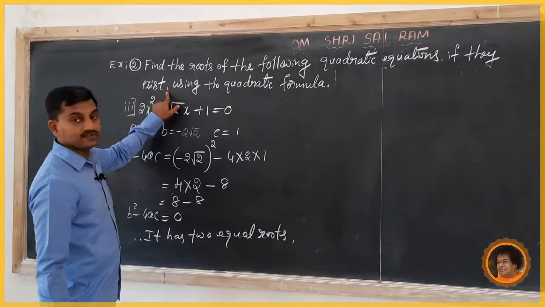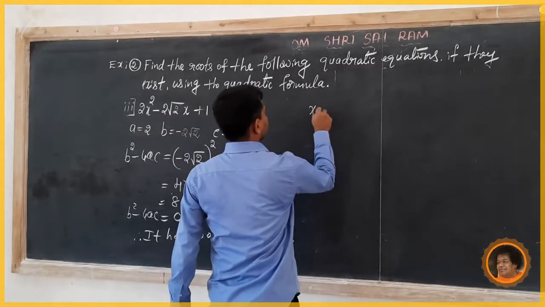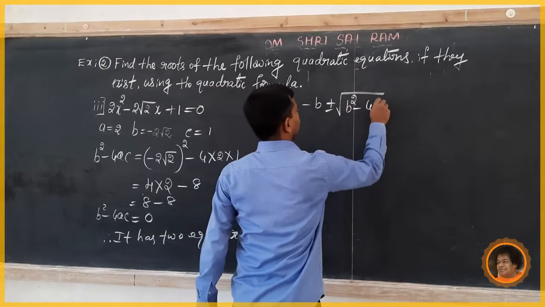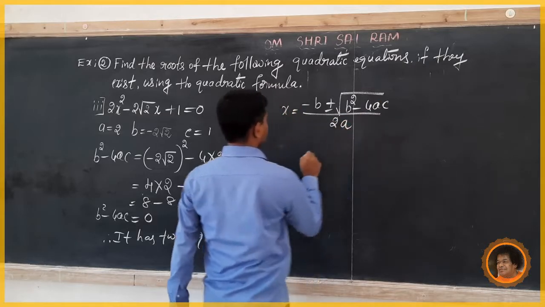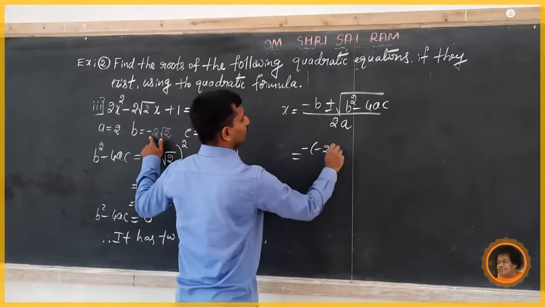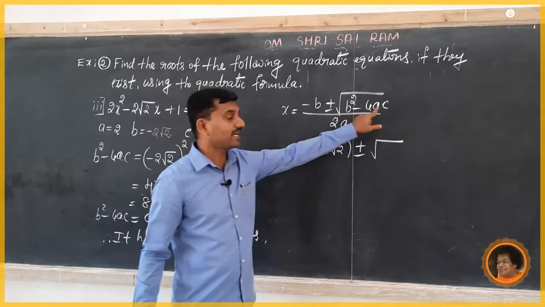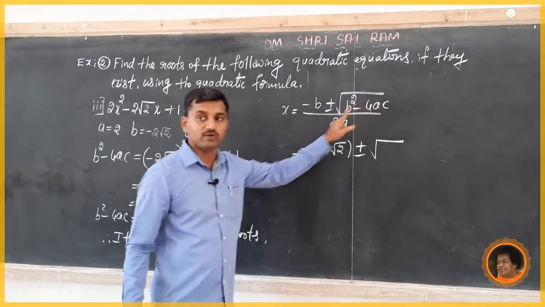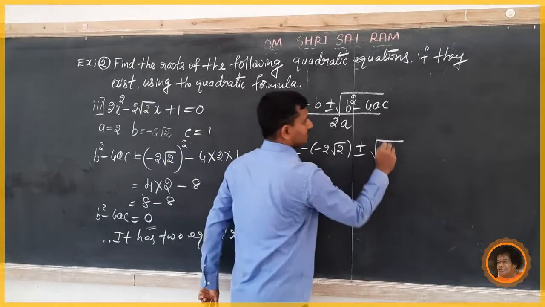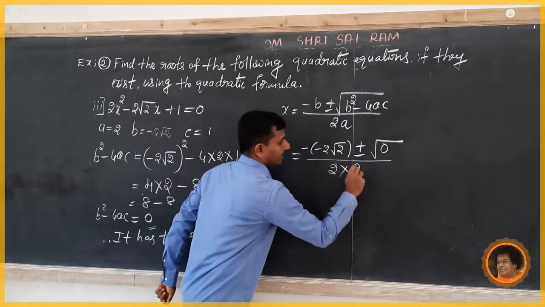Next, if they exist, using the quadratic formula, find the roots. So what is the formula? x equal to minus b plus or minus square root of b square minus 4ac, divided by 2a. Now substitute the values. So minus b means minus of minus 2 root 2, plus or minus square root of b square minus 4ac. So what is the value of b square minus 4ac? b square minus 4ac value is 0. So you substitute the value of b square minus 4ac as 0, divided by 2 into the a value, also 2.